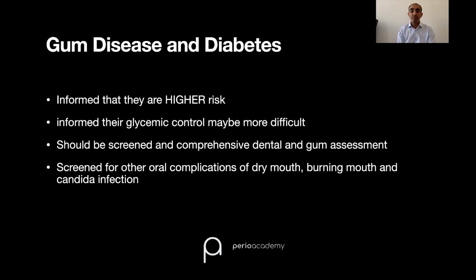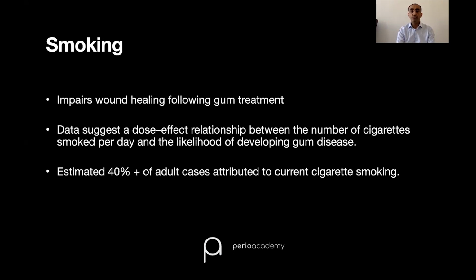As I said, there's a high risk, and the reason I'm focusing on diabetes is because I think it is one of the biggest challenges, but we also need to screen our patients and be aware of other complications: dry mouth, burning mouth, and also candida infections. Smoking, again, we screen all our patients in terms of smoking. We identify them as never smoked, previous smokers, current smokers, and the new trend now is e-cigarettes. We now begin to have evidence that that can have an effect, because it does have nicotine in it, so it will have a role in vasoconstriction of the blood vessels.